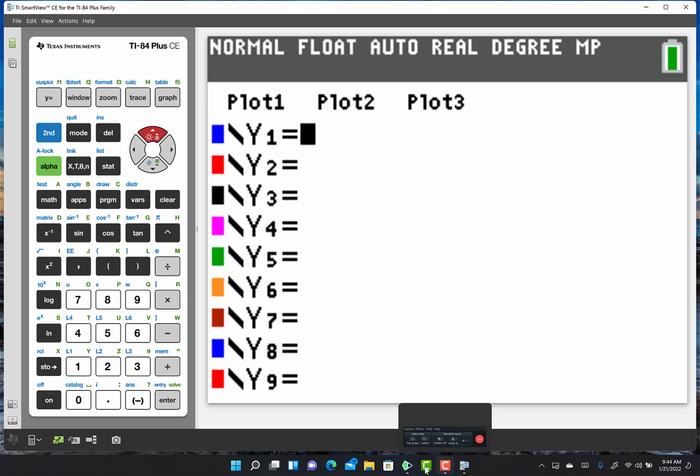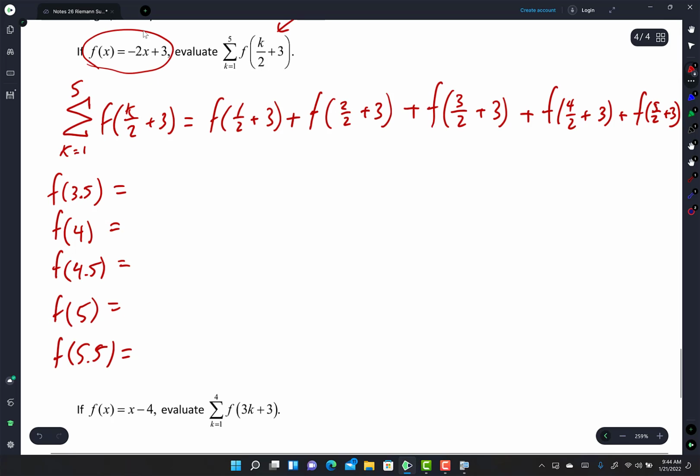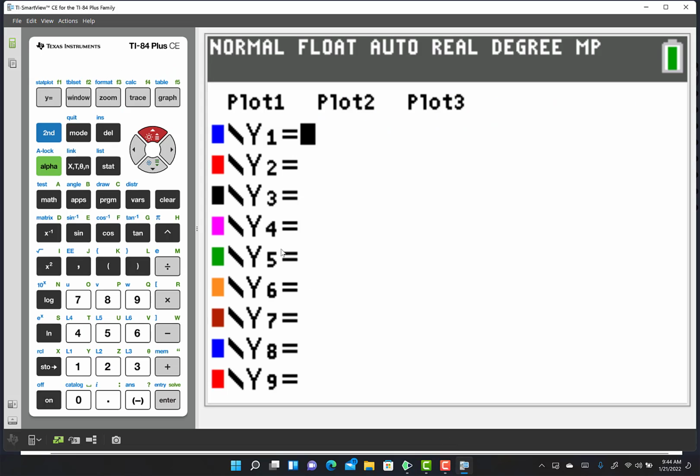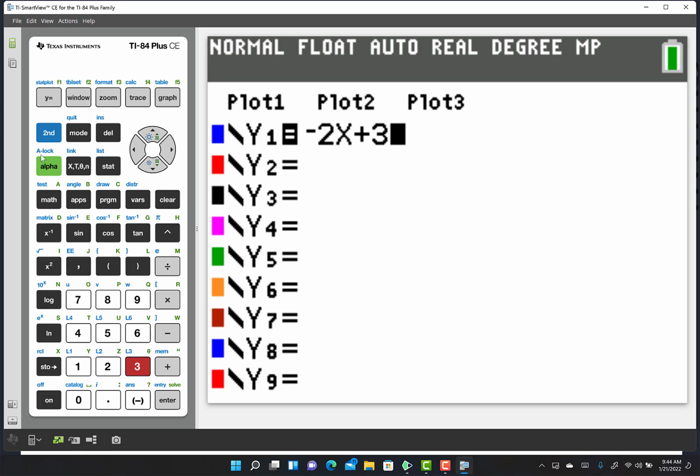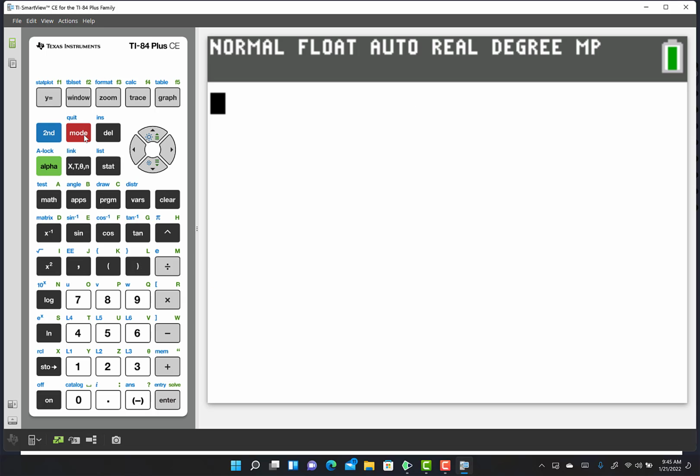I guess this equation would have been easy enough to do by hand, but we already started with the calculator, so too bad. Negative 2x plus 3, put it into y1. y1, negative 2x plus 3. And there it is on y1. And now I'm going to go to my home screen. And where did I start off at? 3.5. So start at 3.5 and go all the way to, is it 5.5 by 0.5?